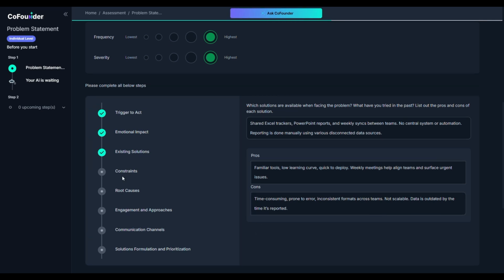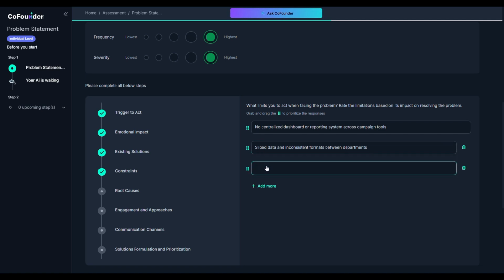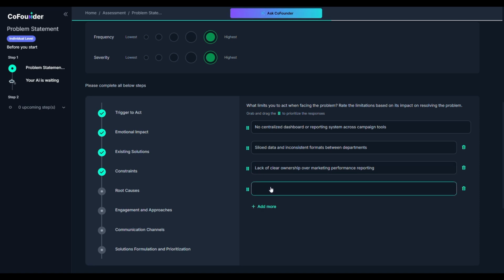All right. Constraints. What's really standing in the way of solving this? First, there's no central dashboard that pulls data from all our campaign tools. Each team uses different platforms and formats, so we're always reconciling apples and oranges. There's also no clear ownership of marketing reporting. It just happens when someone's desperate enough. And automation? The expertise is there, but it lives in different teams, and getting access or alignment is tough.